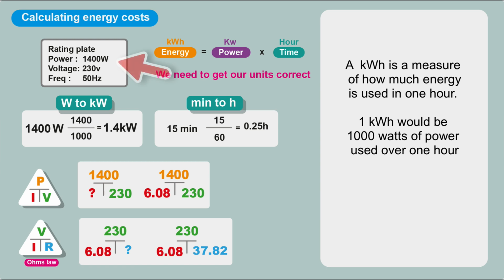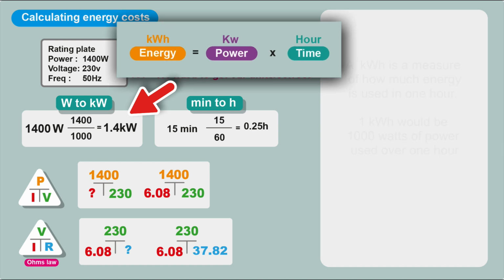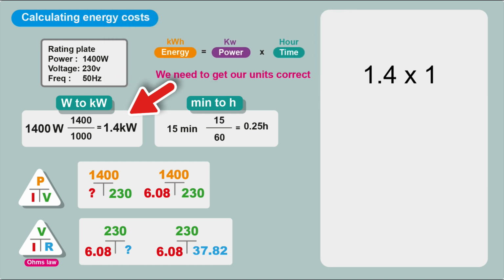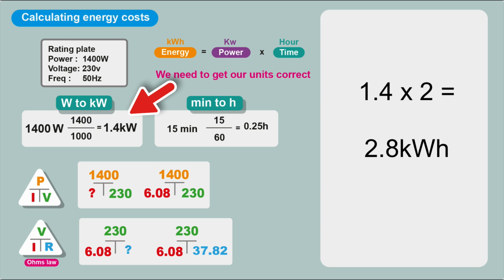If you look at the rating plate from the air fryer, the power is 1400 watts. Now the first thing we need to do is convert that into kilowatts, which is simple. We just divide it by 1000. 1400 divided by 1000 is 1.4 kilowatts. And then we need to times that 1.4 kilowatts by how long we've been using it for. If we used it for 1 hour, that would be 1.4 kilowatts times 1, which would be 1.4 kilowatt hours. So if we use 1.4 kilowatts for 2 hours, we'd times 1.4 by 2, and we'd have 2.8 kilowatt hours.